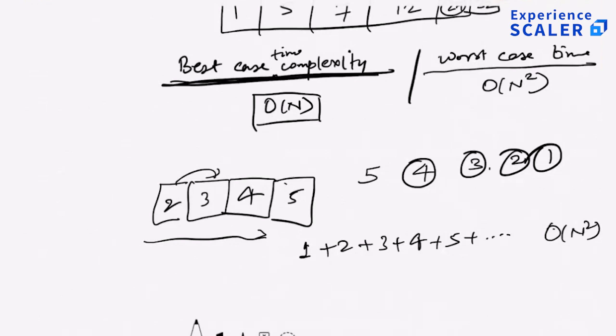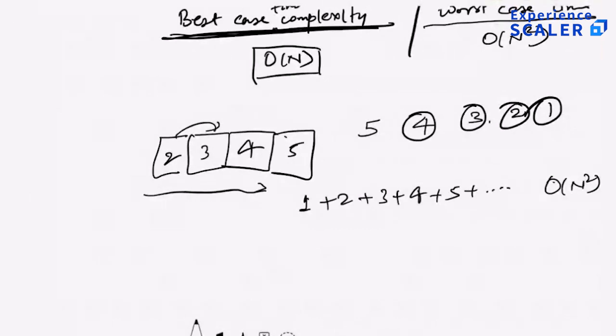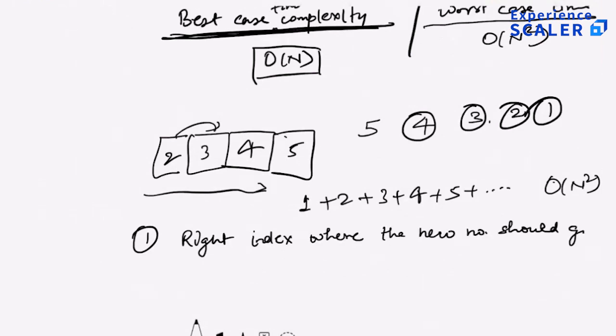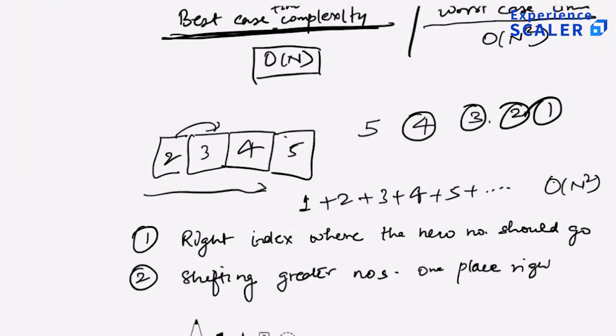A very interesting question, which is, does the time complexity change if we take a linked list? There are two parts here, right? There are two things that we're looking for. One is, what is the right index where this new number should go? And the second is shifting greater numbers one place right to make space. So your linked list will save you on this time. So this time will become 0.